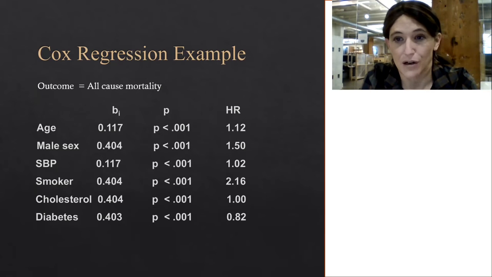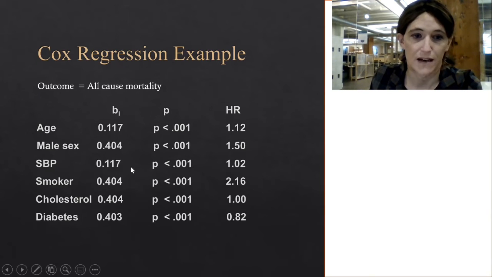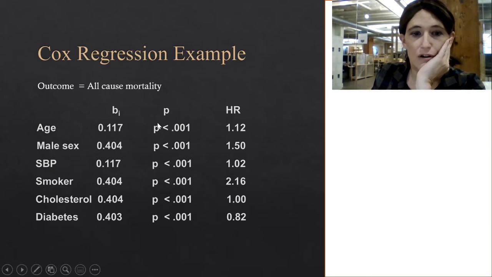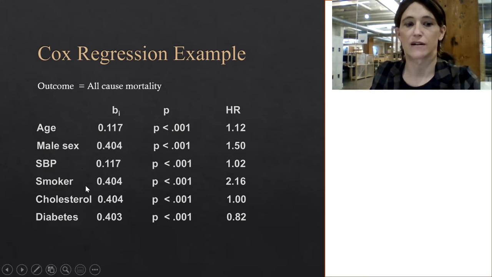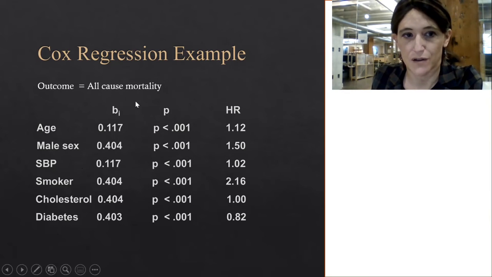Our outcome is all-cause mortality, and we get coefficients, our betas here. Again, not directly interpretable, except that a positive value, even though they're very small, would translate into an increased hazard or increased risk. And all of these are statistically significant: age, being male, systolic blood pressure, being a smoker, higher total cholesterol, and having diabetes. All are associated with mortality in this cohort.